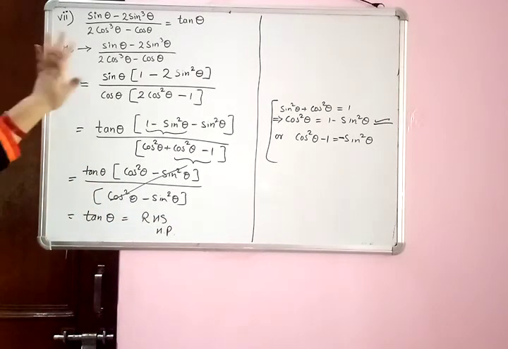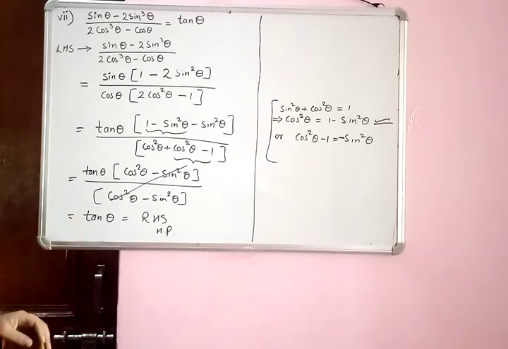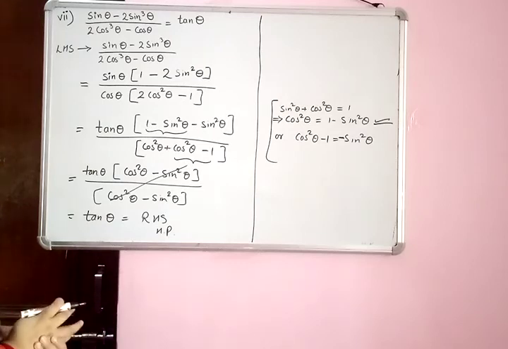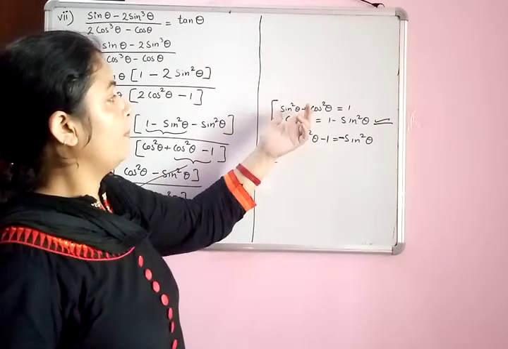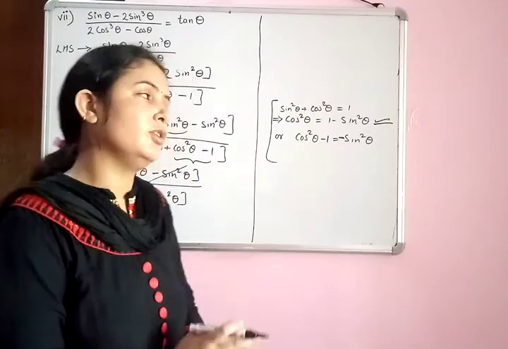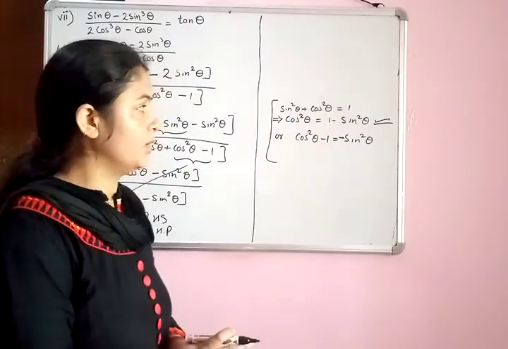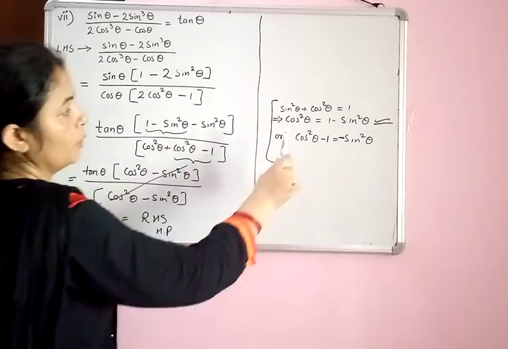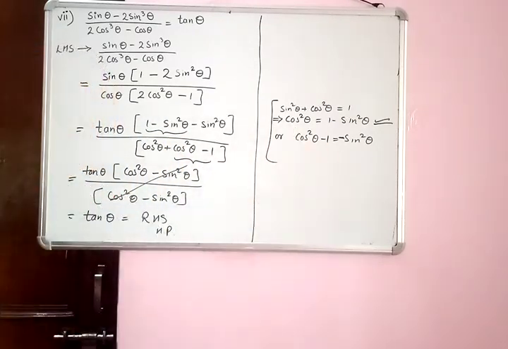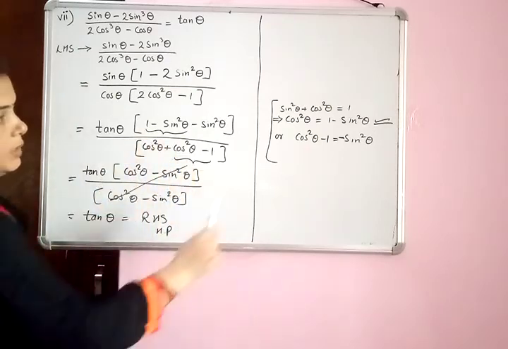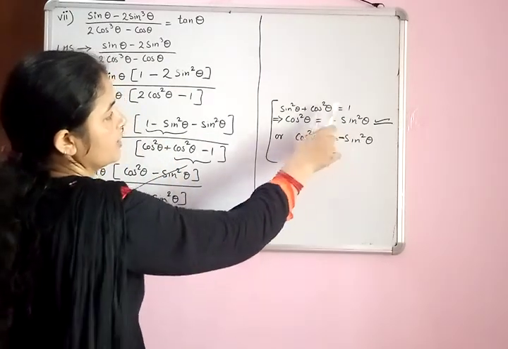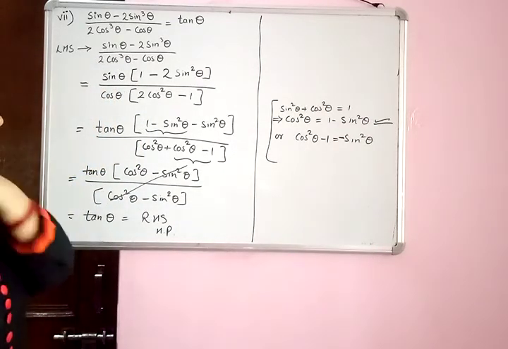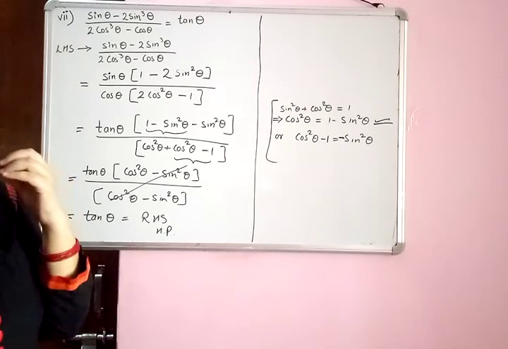For this question, it is to be very clear that you can use any identity in so many forms, in different forms. Suppose you want to replace sin square theta plus cos square theta, then you can replace it by 1 because it is equal to 1. If you want to replace 1 minus sin square theta, then you can put cos square theta. If you want to replace cos square theta minus 1, then you know that cos square theta minus 1 is equal to minus sin square theta. So we can use any identity in different forms.